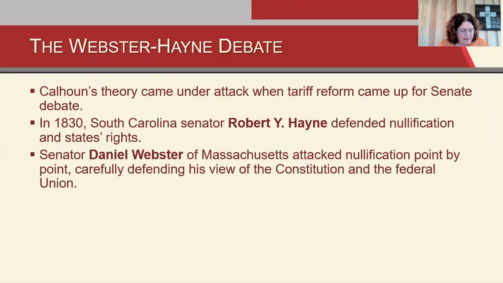In 1830, South Carolina Senator Robert Y. Hayne defended nullification of states' rights. He noted that the states had voluntarily joined the Union. According to the 10th Amendment, the states and the people keep all powers not given to the national government. Hayne argued that the Constitution does not give the national government power to pass laws that hurt one group of people or region of the country while helping another. Since such laws violate the Constitution, Hayne said the states had the right to nullify and refuse to obey them.